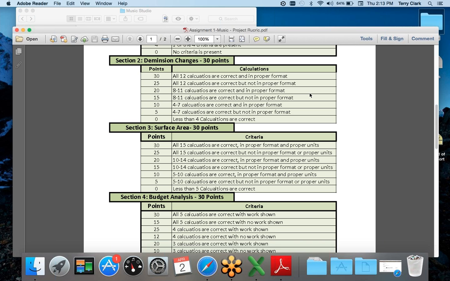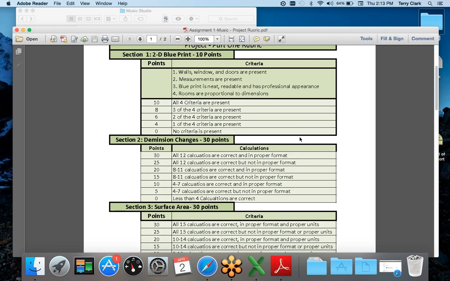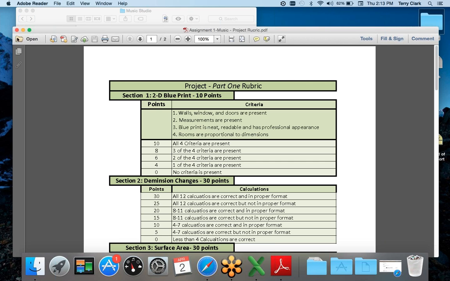I know that my budget analysis has five things in it. I know that my surface area has 15 in it. I know that my dimensions have 12 things I have to do. And then finally, I know that I got to do a blueprint. Now, the blueprint means it's going to be 2D, so that's just a regular blueprint with all of your walls, windows, and doors, and then your measurements in it. It can't be hand drawn. There are programs out there that will help you out with doing the blueprint. Okay, so that's the rubrics.